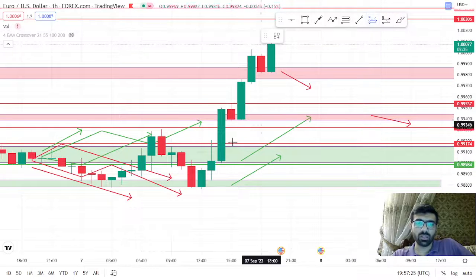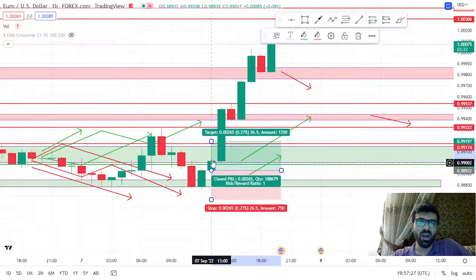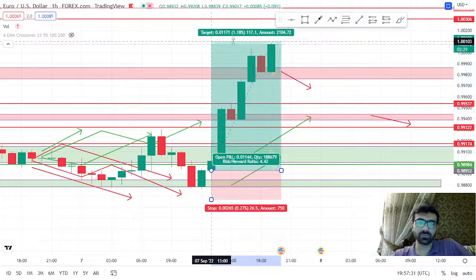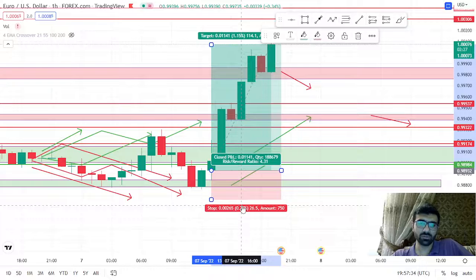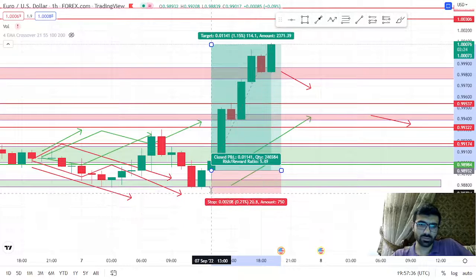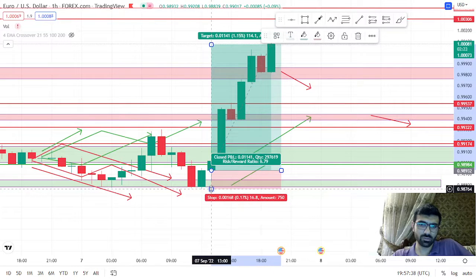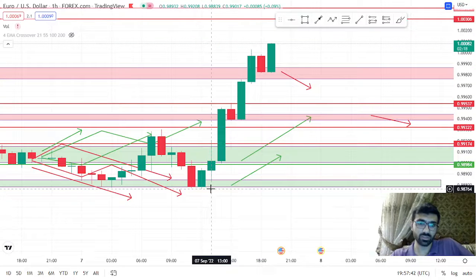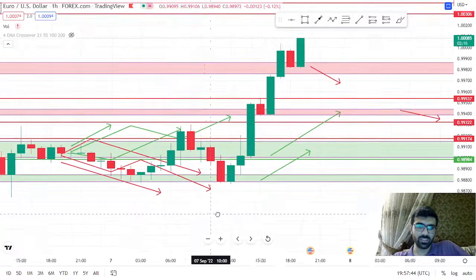And if we look at the amount of profit, it would be approximately over here. Stop loss would be approximately over here. So this is a good 6.7% profit from this risky buy trade.